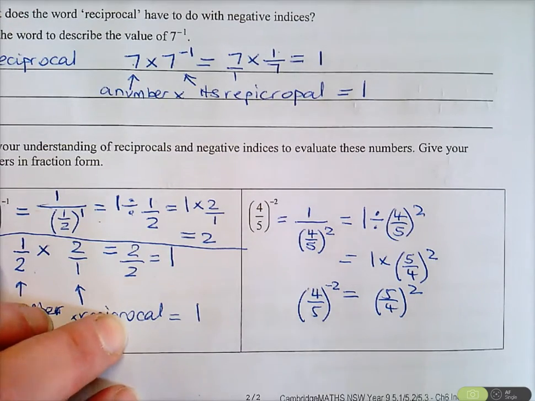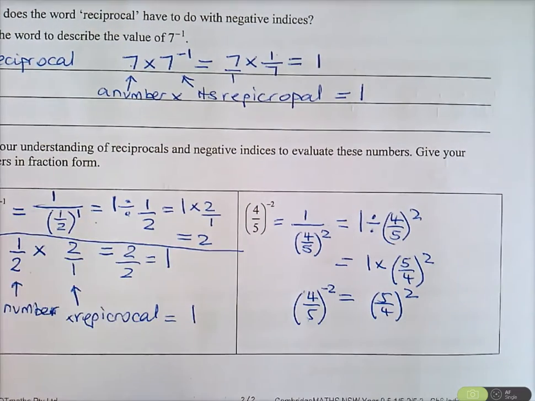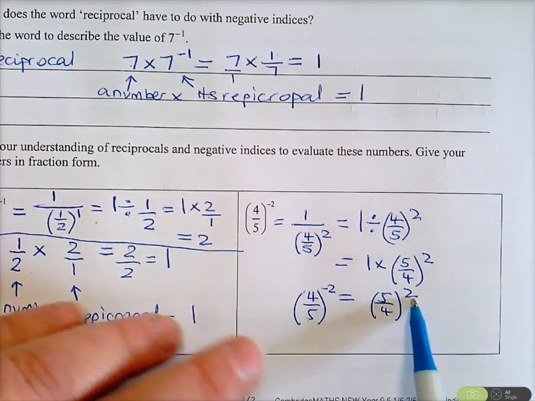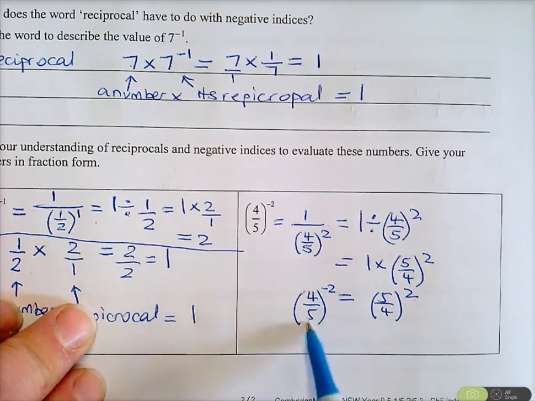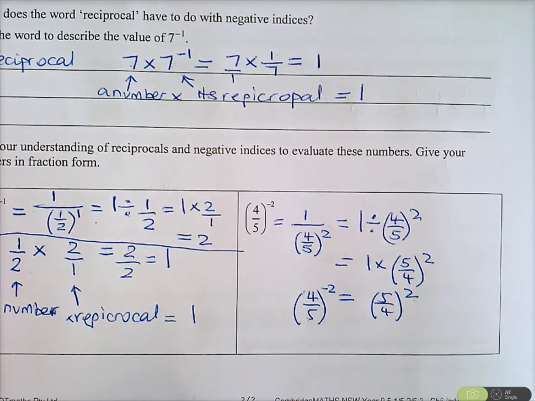I've done two opposites. 4/5 to the negative 2. Negative means reciprocal. So flip it. There's the reciprocal. That's now a positive power. Two opposites. You can't say 4/5 to the negative 2 equals 4/5 squared.